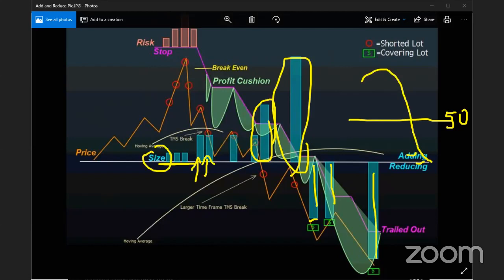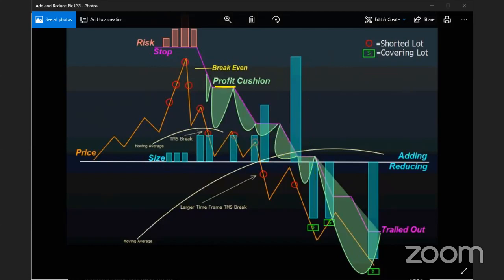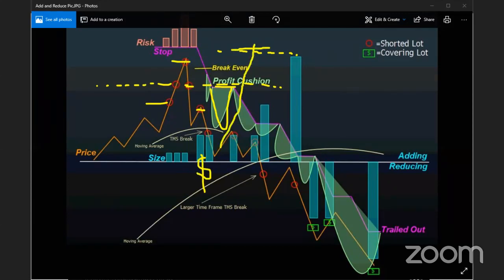I'm trying to show here what your profit cushion looks like. Because when I start shorting here, and then the market moves in my favor, when I start to cover, my average cost basically goes through the roof. I get this nice profit cushion because I've already realized profits, so the market would have to come all the way back really high for me to have a losing trade.